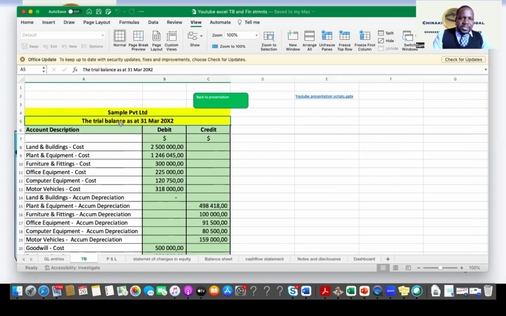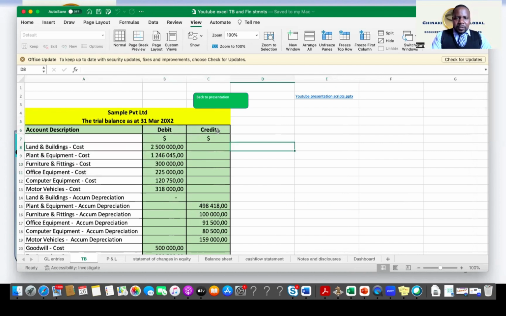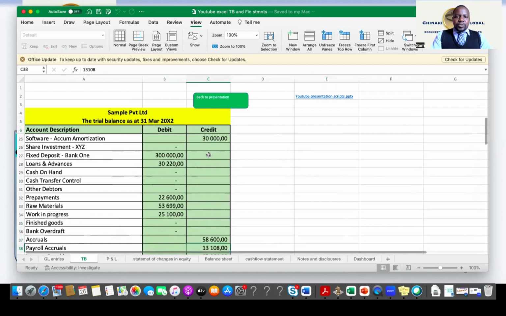This is the trial balance. You can see that the trial balance has a column which indicates the accounting description, and also a column for debit and a column for credit entries. So all of this information needs to balance.